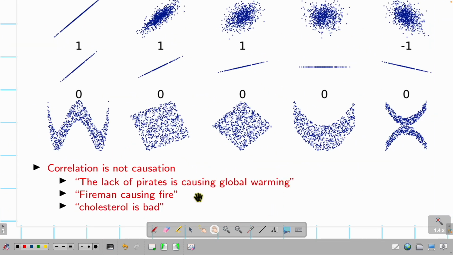And very important, correlation and causation are different things. For example, fire and firemen have a positive correlation, because whenever you see fire, the firefighters will go to the place and stop the fire. But does it mean firemen are causing the fire? No. It just means the correlation between them is positive.